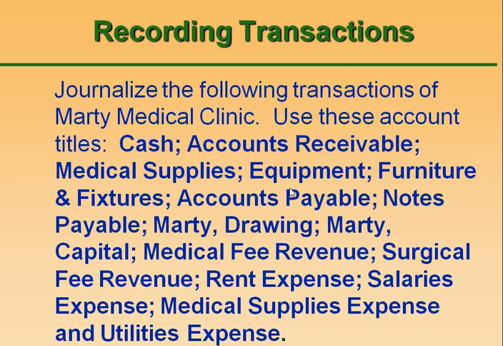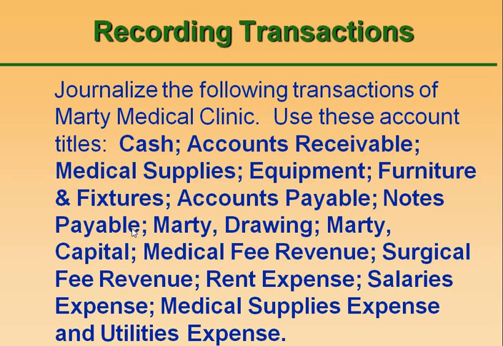Notice here the asset accounts of cash, accounts receivable, medical supplies, equipment, furniture, and fixtures. What are assets again? Anything of value which you own. So anything that is of value which you own is an asset. Okay? So these are the asset accounts from cash up to furniture and fixtures. Then we have accounts payable and notes payable. From the term payable, meaning you need to pay in the future, we know these are liability accounts.